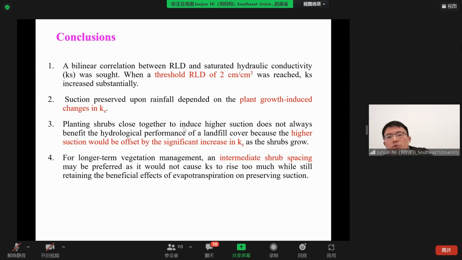Now these are finally the conclusions. I just want to highlight the significance of plant growth and also the planting pattern on the soil hydraulic changes. When we carry out the transient seepage analysis, we must consider those effects.